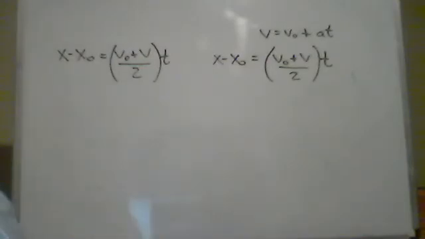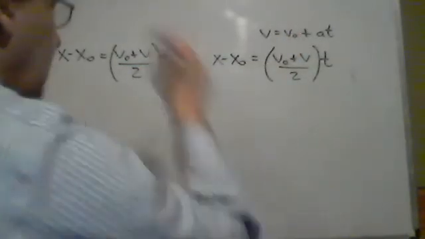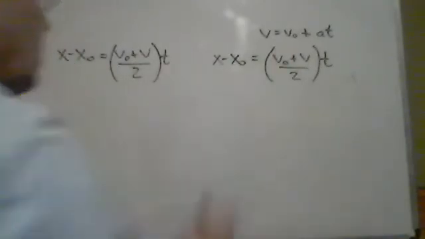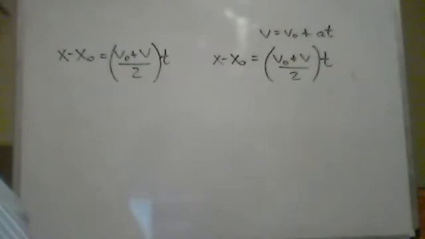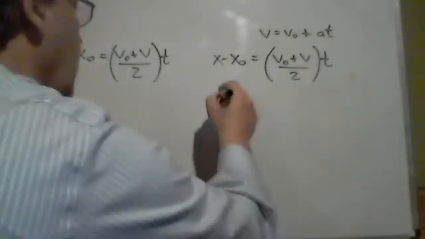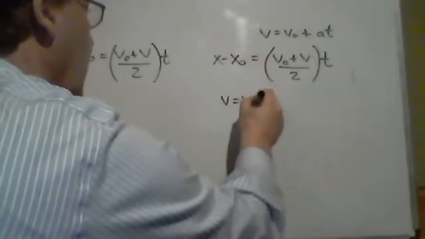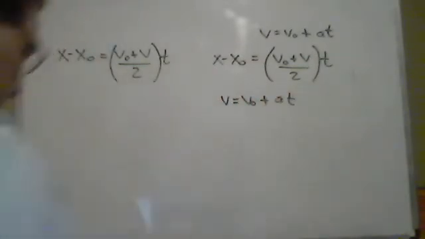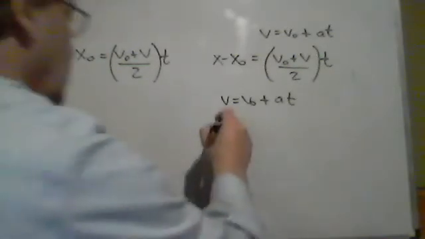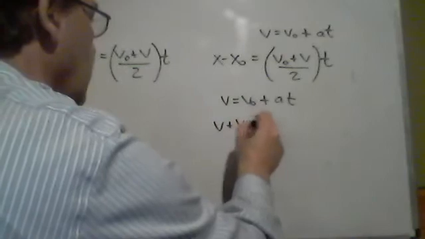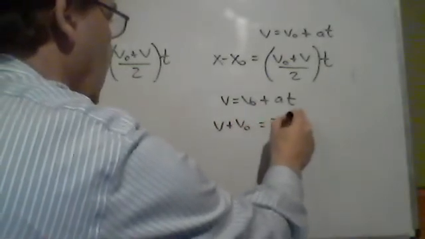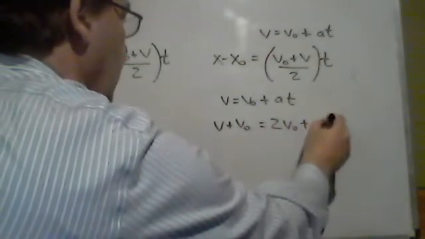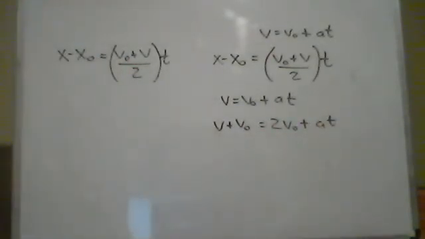Now, I'm going to take the second equation and develop it a little bit. What I'm going to do is add V naught to each side and divide each side by 2, because I can. Nobody says I can't. So I have this equation, V equals V naught plus AT. I add V naught to each side, so I have V plus V naught equals 2V naught plus AT. All I'm doing is algebra. What I add to the left, I add to the right.